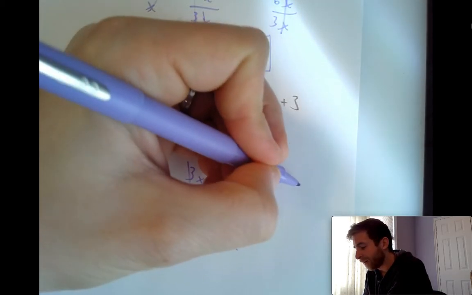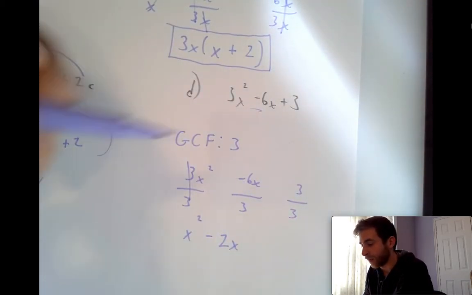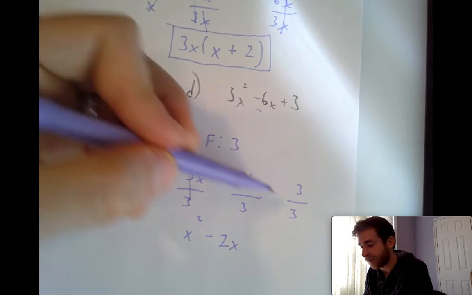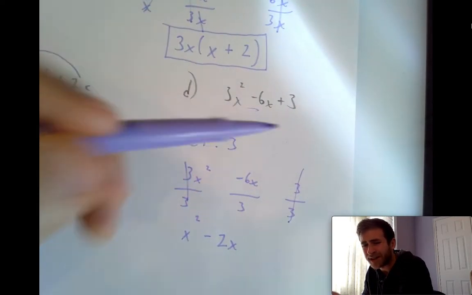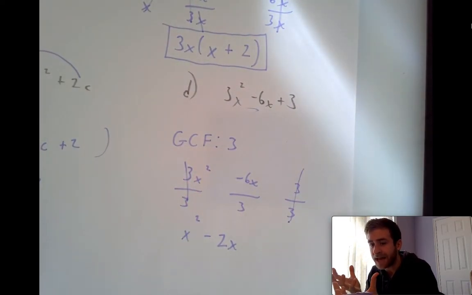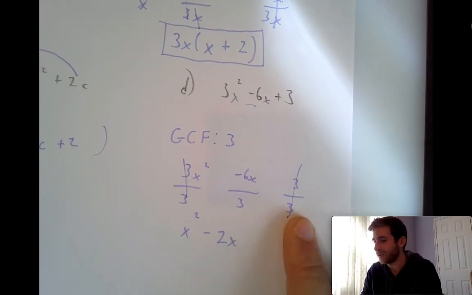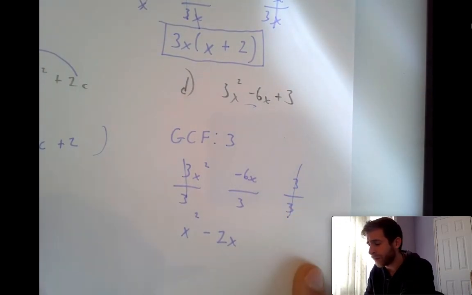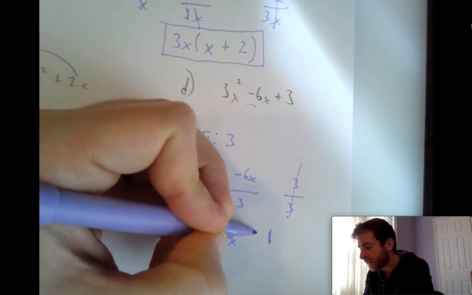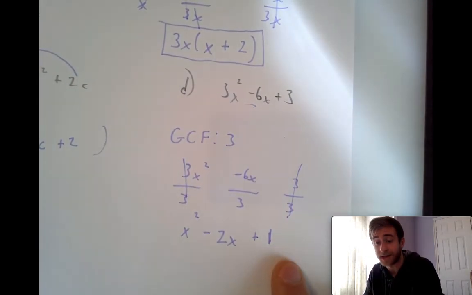And then finally, I have a 3 divided by 3, right? The third term divided by the GCF. Don't get into the habit of thinking that cancels to become a 0. 3 divided by 3 is really a 1. It's a positive 1, so don't lose that last term.